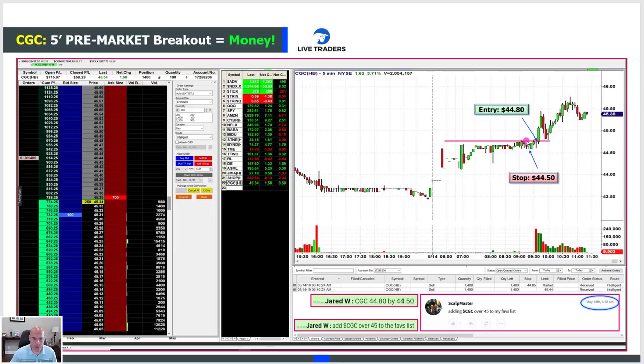CGC, pre-market breakout. And you get an opportunity to buy it later. Okay? Made almost $1,000 on this trade. Notice pre-market. CGC over 45 to the favorites list at 928 because of the pre-market chart. Okay?